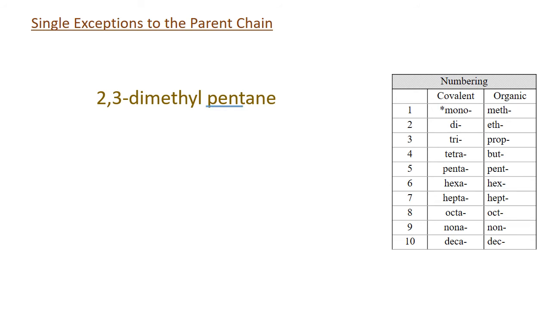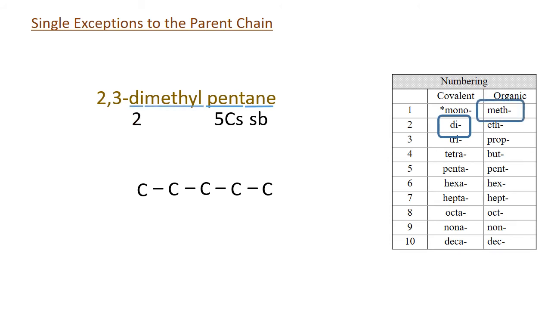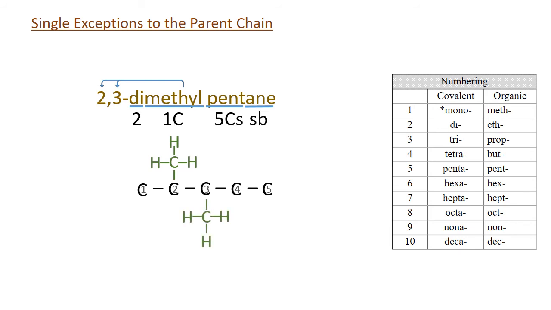2,3-dimethylpentane. Again, pent means 5, so I have 5 carbons, and ane means singly bonded, so 5 carbons singly bonded. So 1, 2, 3, 4, 5. Di means 2, and meth means 1. So I have 2 1-carbon chains, and they're going to go on the second and the third carbon. So I'll number my carbons. I'll put a single carbon on the second and a single carbon on the third. And then I fill in the rest of carbon's bonding potential with hydrogens. And now I have 2,3-dimethylpentane.